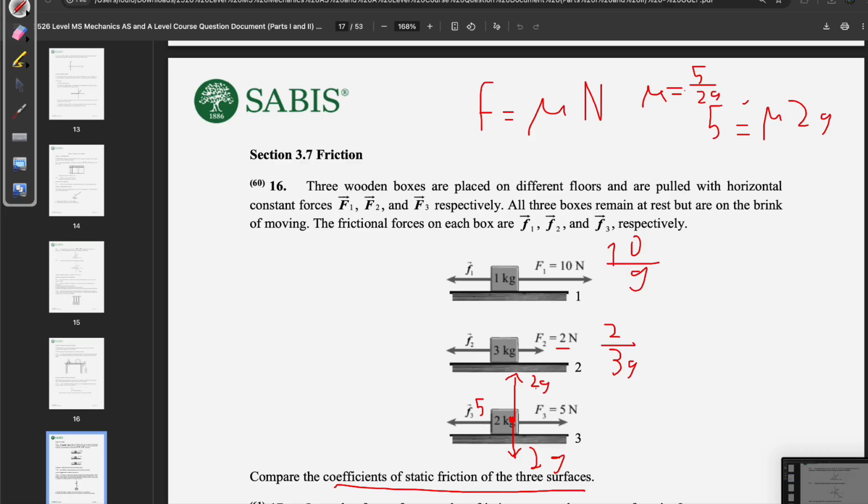5 over 2G. Now let's make everything the same denominators so we can figure out which one's the same. So 5 over 2G. We can simply make everything 30G in the denominator. So here it would be 300 over 30G, sorry.